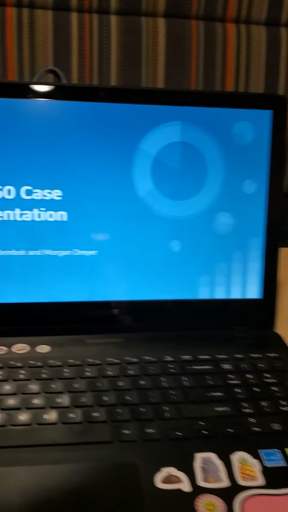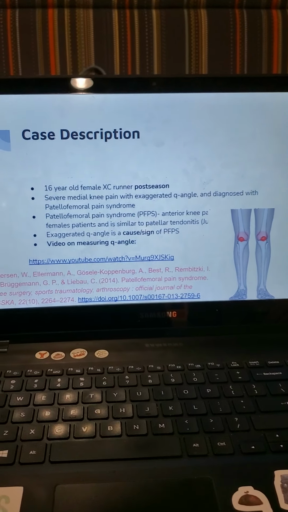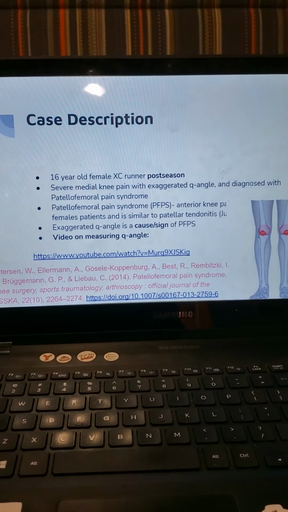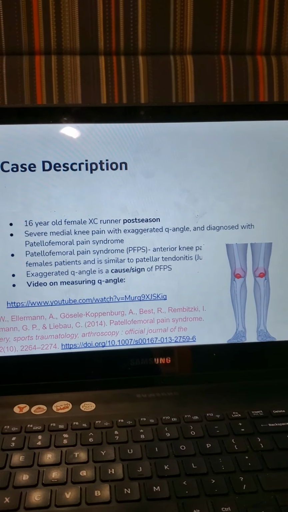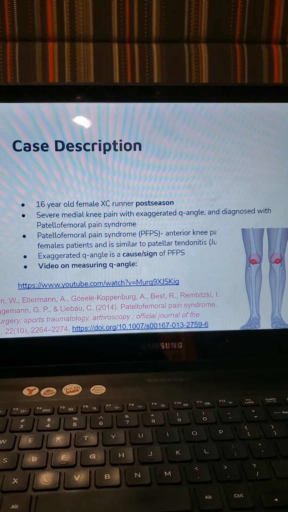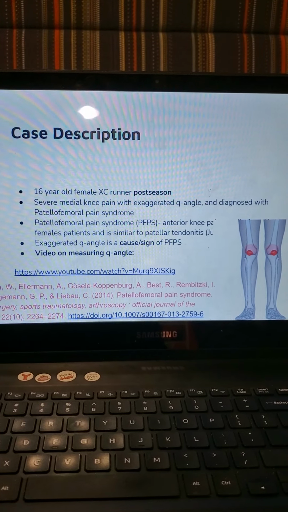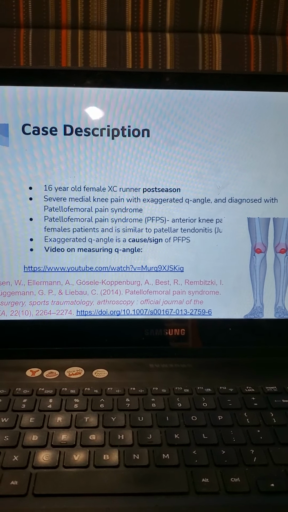Okay, so this is the cover page. Our case description is a 16-year-old female cross-country runner postseason, and she is experiencing severe medial knee pain with an exaggerated Q angle and is diagnosed with patellofemoral pain syndrome.